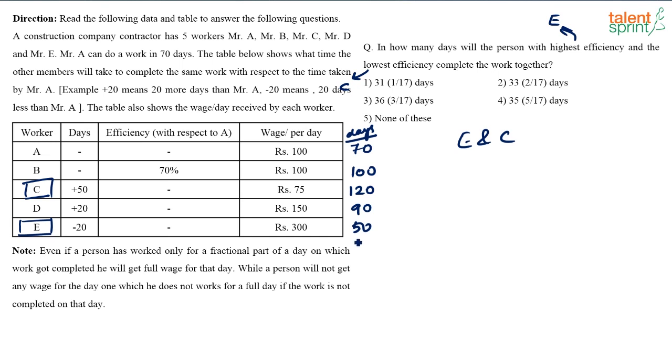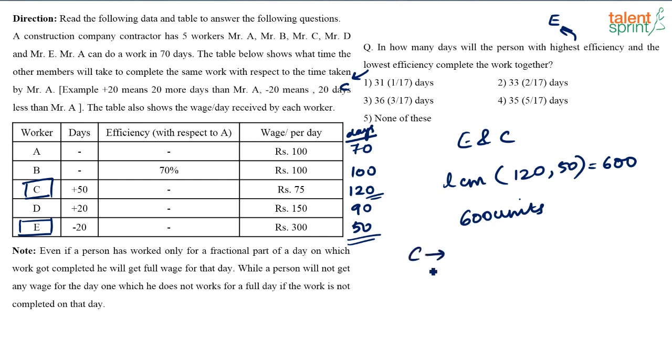So I know E generally takes 50 days. C takes 120 days, correct? So how many days will both of them together finish the work? What is the LCM of 120 and 50? LCM of 120 and 50 is nothing but 600. So I can say that totally there are 600 units of work.